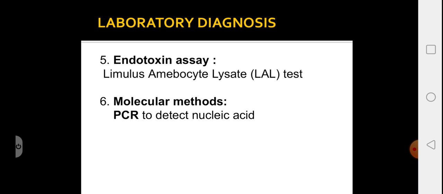Next are the molecular methods, polymerase chain reaction to detect nucleic acid of various microbes, especially the viruses and non-cultivable bacteria. Highly sensitive and specific method.